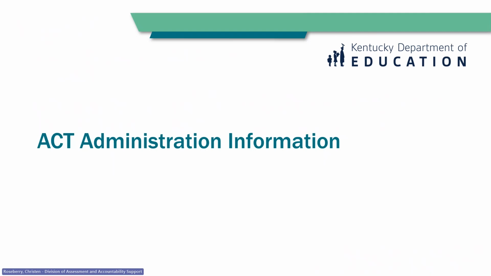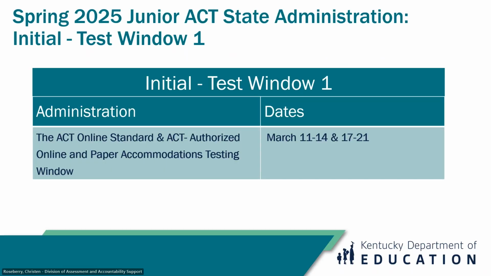Let's talk about the ACT administration information. The initial test window begins on March the 11th and runs through March the 21st. You can use any of the 9 test days during that time, during the initial test window, to begin your testing and complete any makeup tests.